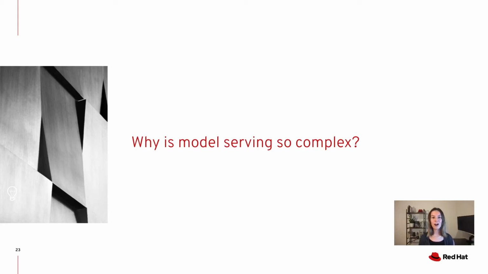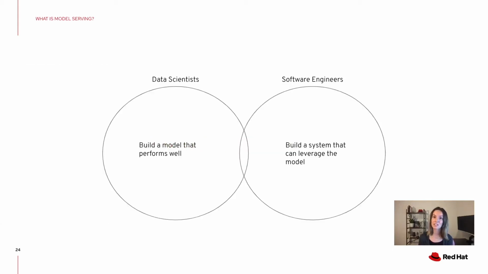And model serving often gets lost in the mix because data scientists and software engineers have very different focuses. These are the two personas that have a lot at stake with the model services, your data scientists and your software engineers. And they have different agendas and they have different tools. Data scientists are hoping to build a model that performs well, but software engineers are more focused on building a system to leverage or inject the model into this larger application.